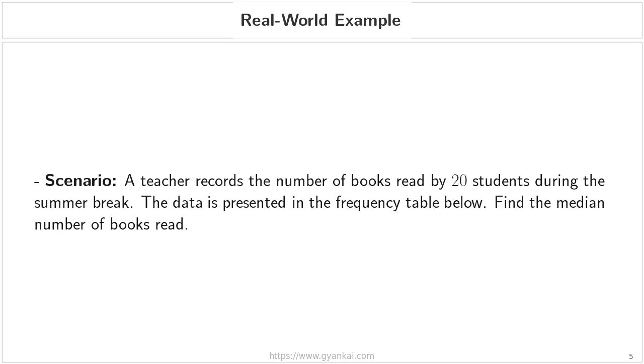Real-world example. Now that we understand the theory behind cumulative frequency, let's put it into practice with a real-world example. Imagine a teacher has recorded the number of books read by 20 students during their summer break. Instead of looking at a long, messy list of individual numbers, the teacher has organized this information into a frequency table. Our goal for this exercise is to use the steps we just learned to find the median number of books read from this specific distribution.